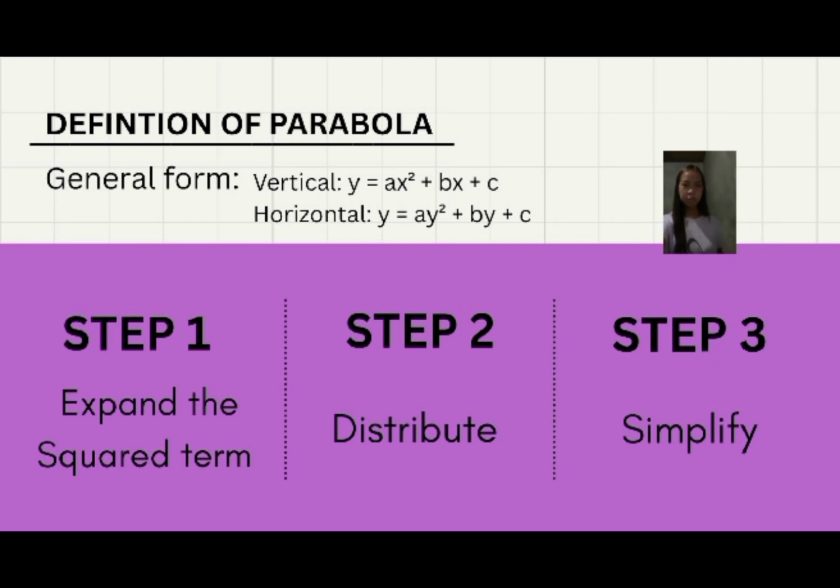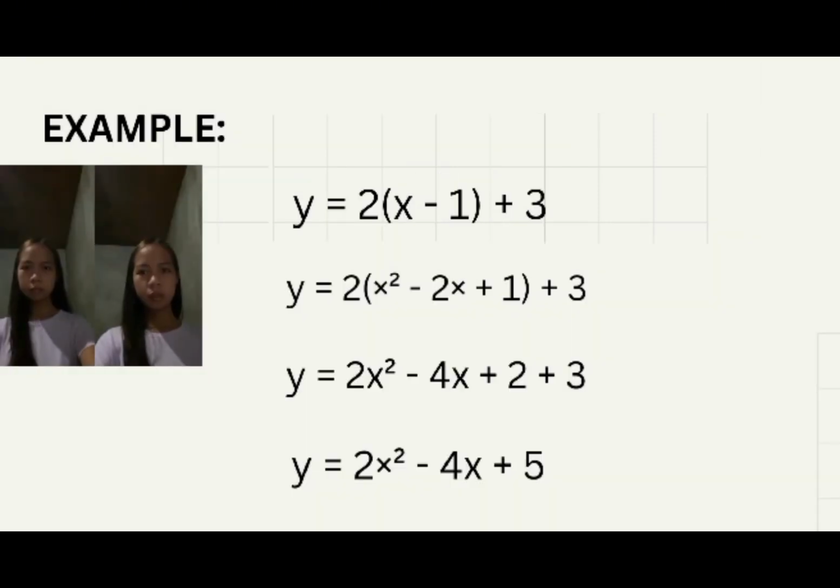Step 1: expand the squared term. Step 2: distribute. Step 3: simplify. Here's another example: y equals 2 times x minus 1 squared plus 3. y equals 2x squared minus 4x. Here's another example. Let's convert y to the general form: y equals 2x squared minus 4x plus 5.